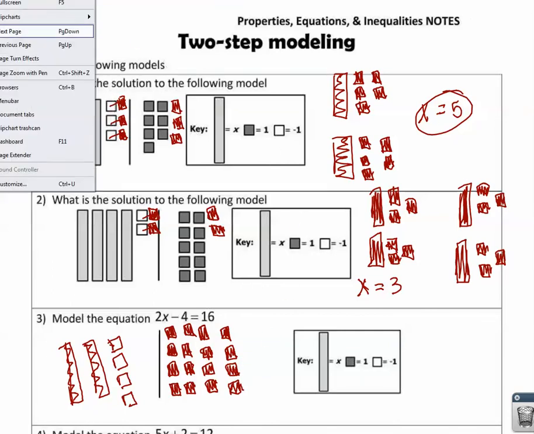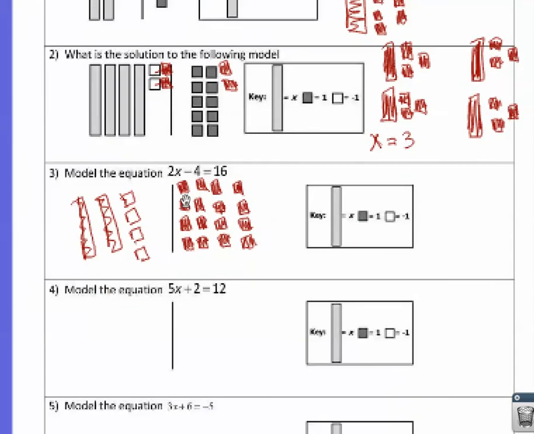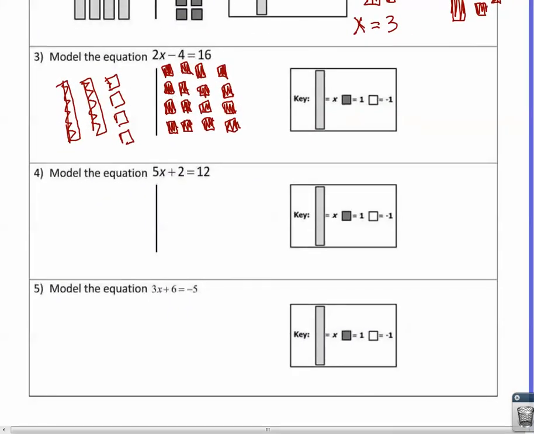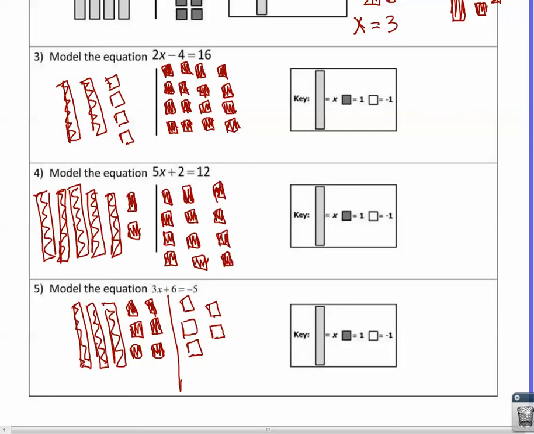Now let's try some on your own. Pause the video, try 4 and 5. Check your answers with the following problems. If you have any questions, ask your teacher.